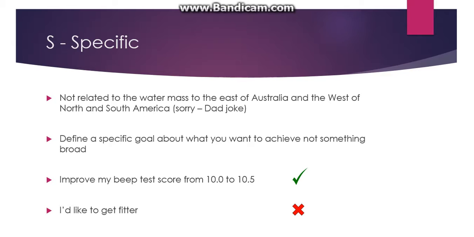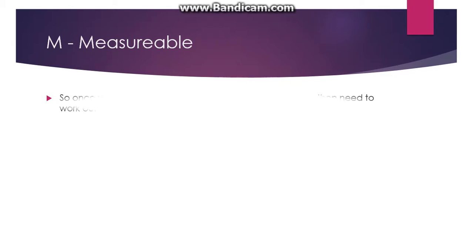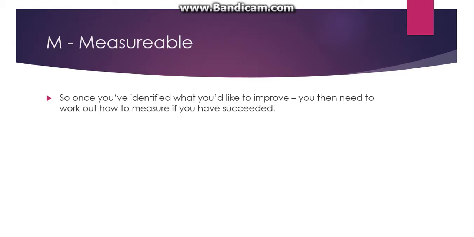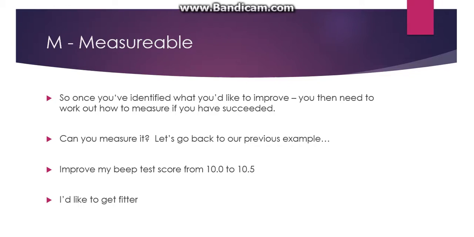Okay, so we're moving on to measurable. Right. So once you've identified what you'd like to improve, you then need to work out how to measure it if you have succeeded. Right. Can you measure it? Let's go back to our previous example. All right. So improving the beep test score from 10.0 to 10.5, or I'd like to get fitter. Again, same concept, isn't it? That I'd like to get fitter, although it's a wonderful goal, we can't measure getting fitter.